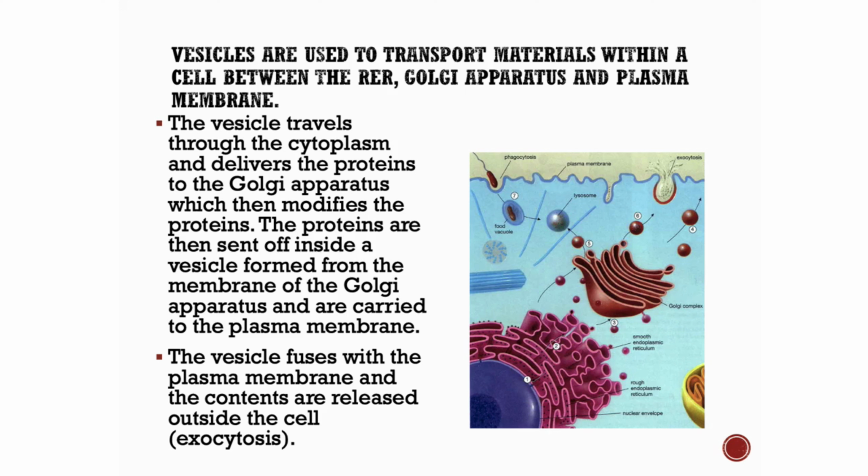The proteins are then sent off inside a vesicle formed by the membrane of the Golgi apparatus and carried to the plasma membrane. The vesicle fuses with the plasma membrane, and then the contents are released outside the cell, which we call exocytosis, as you can see from the picture. So this is the RER where the proteins are made, then the made proteins are sent to the Golgi apparatus, and the Golgi apparatus modifies them, then sends them inside the vesicle to other cells.